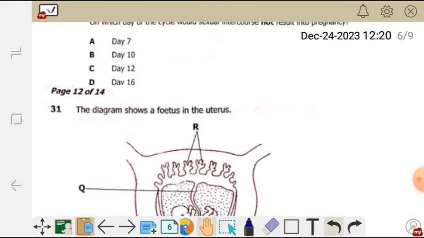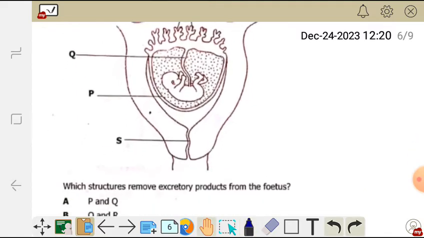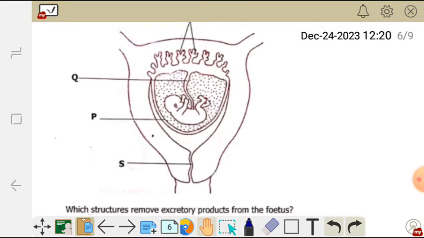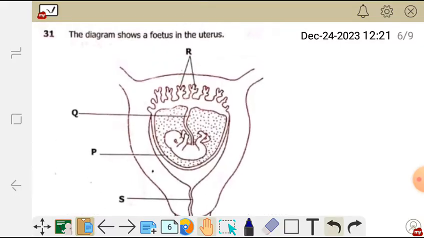Question 31. The diagram shows a fetus in the uterus. Which structure removes excretory products from the fetus? Which structure removes excretory products, which are the waste products, from the fetus? So the structure here is the umbilical cord.